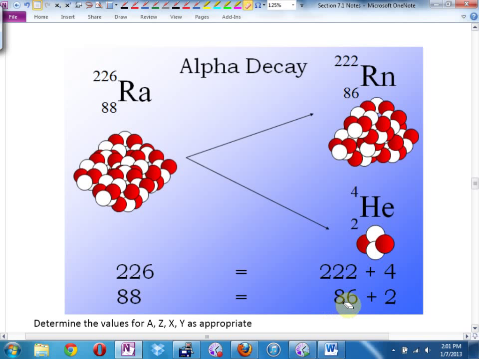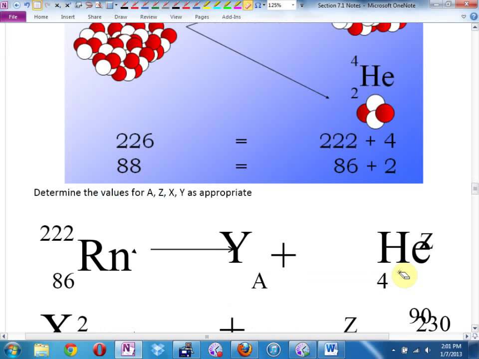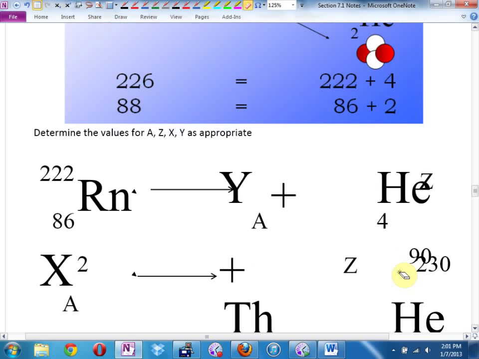88 protons. 226. Still 226. Mass is conserved here. So then it says determine the values for A, Z, X, and Y as appropriate. And here's where all of a sudden the formatting went all wonky, and I apologize. This was supposed to be really big and easy for you to visualize. Everything went kind of crazy.